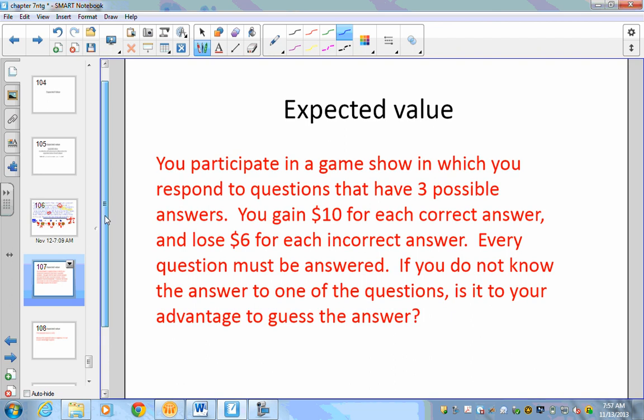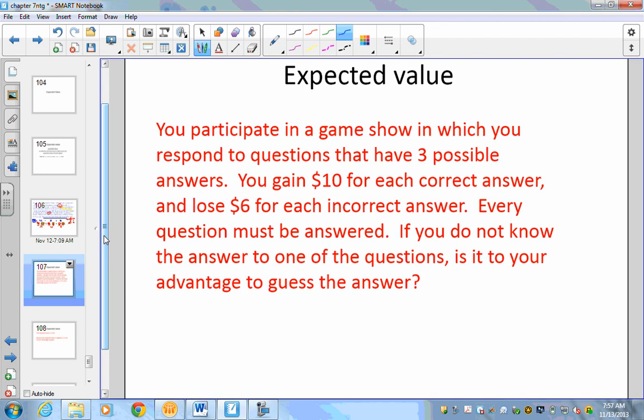Okay, and I'm not going to read this to you. If you want to, pause it so you can read it, but I'm just going to go ahead and solve it. All right. Now, the two outcomes are if I get a correct answer or if I get an incorrect answer.